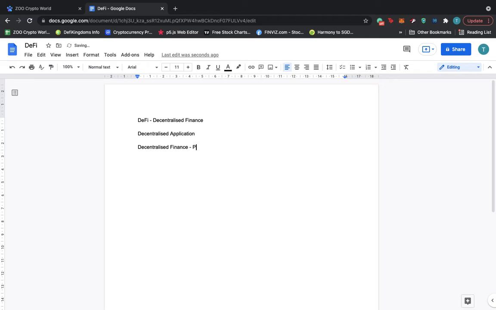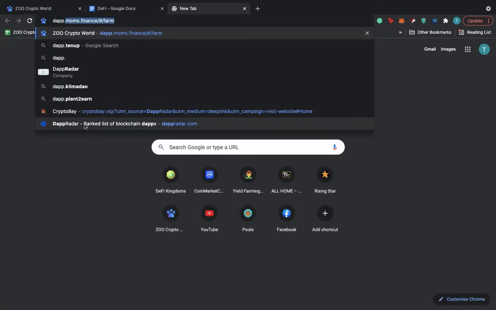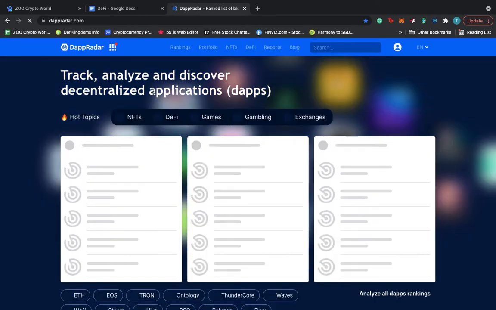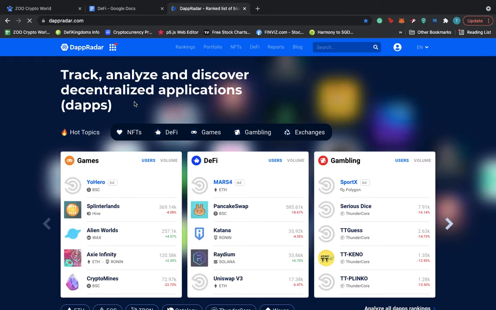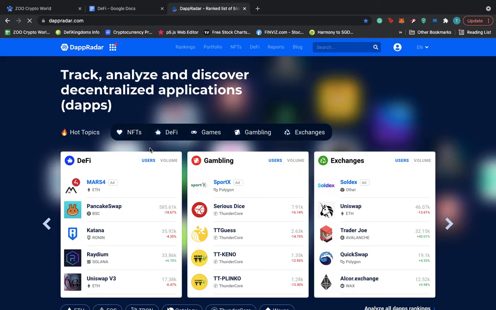So if you know about PancakeSwap, Aave, maybe Uniswap, SushiSwap, right? And actually, if you go to debtradar.com, you can see that decentralized applications comprise many types of application: NFT, decentralized finance, games, gamblings, exchanges.